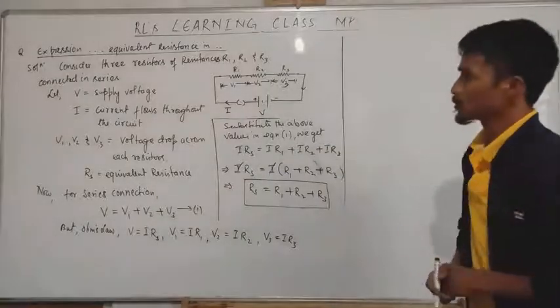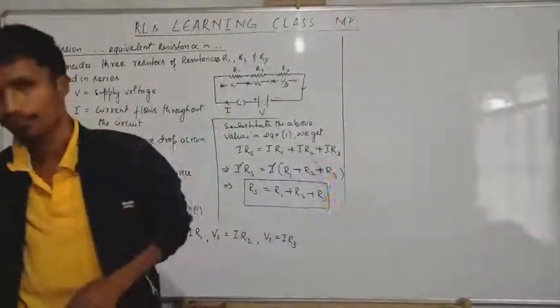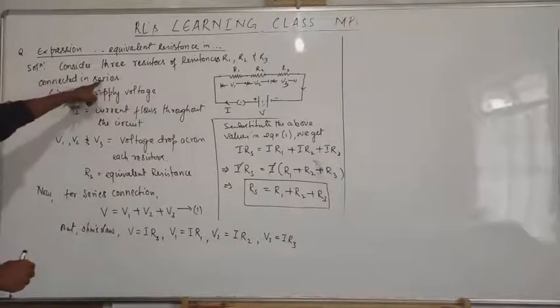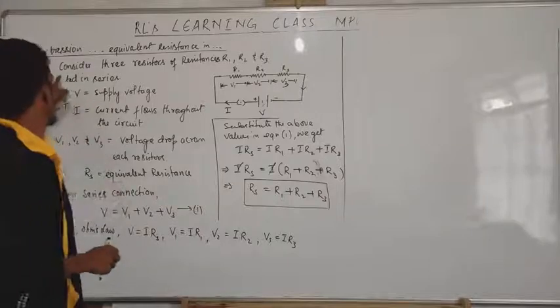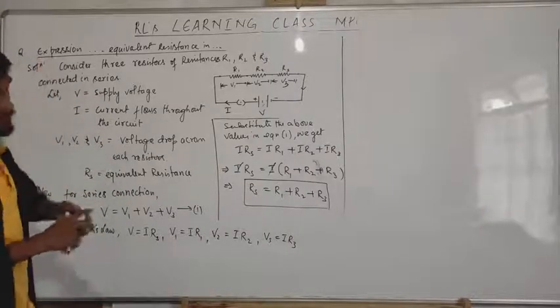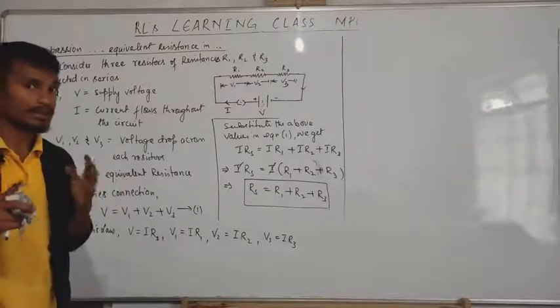Okay, now let's come to parallel. For parallel, consider three resistors, same as for the next part. Okay, same question: derive an expression for the equivalent resistance of resistors connected in parallel.